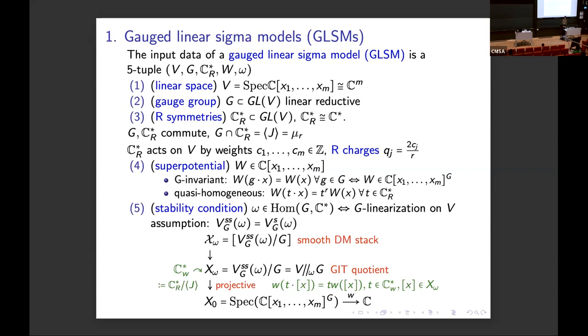And then it has a coarse moduli space, which is a GIT quotient defined by this group action G and the stability condition omega. It has at most quotient singularities.